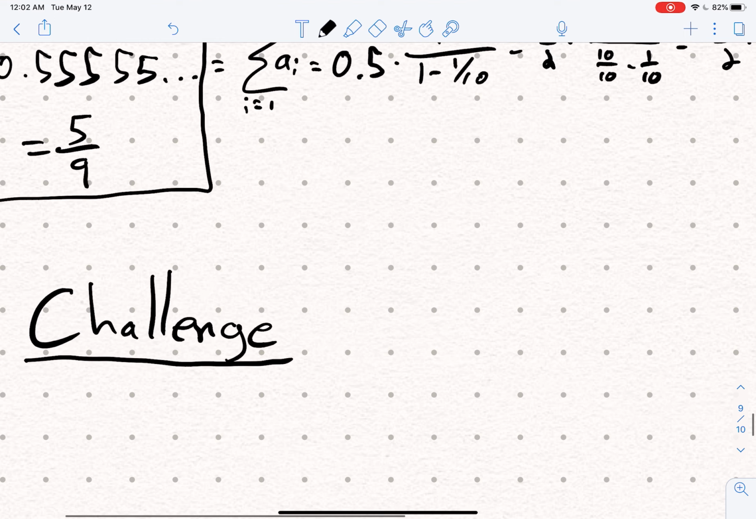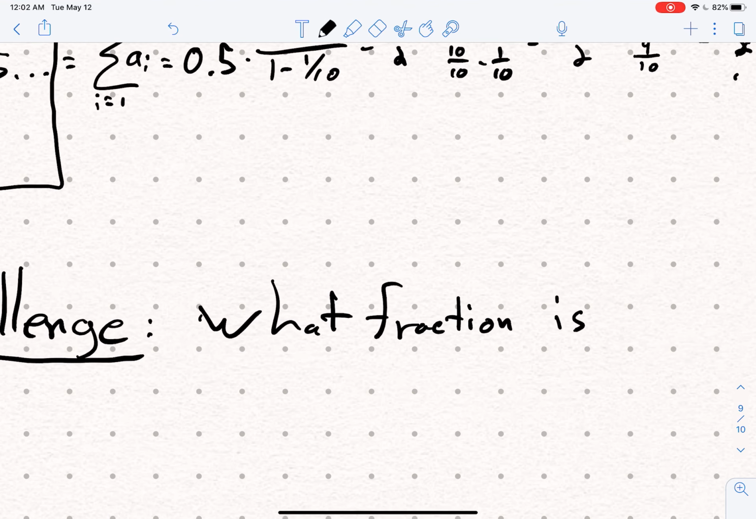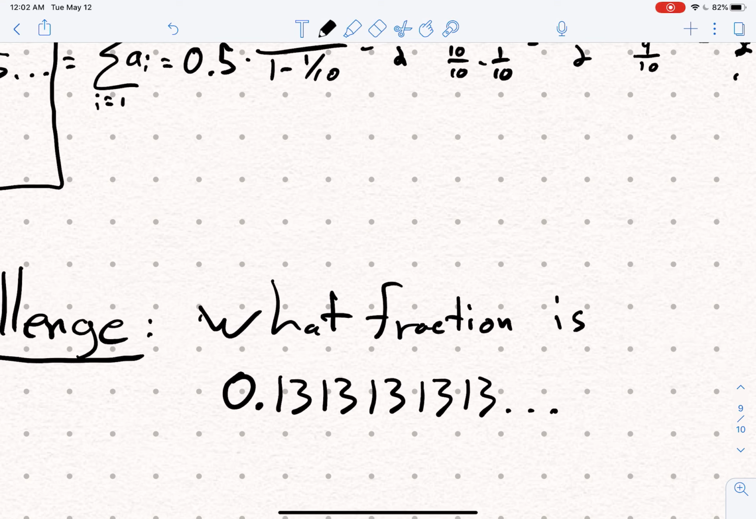Here is your challenge problem. What fraction is the number 0.1313131313... equal to? So this is a repeating decimal. It repeats every 2 digits, 13, 13, 13, 13. And my challenge to you is try to figure out what that is equal to.